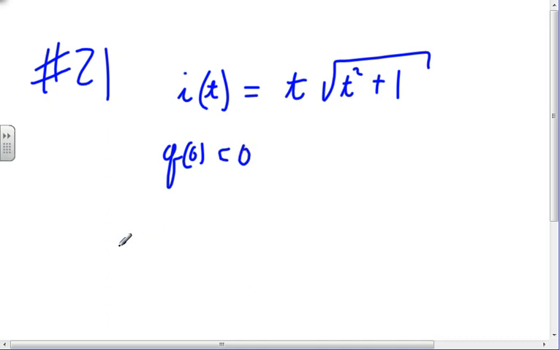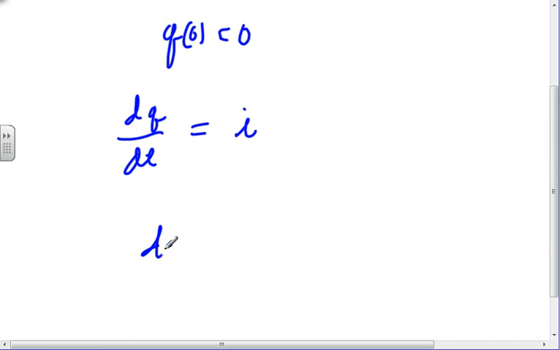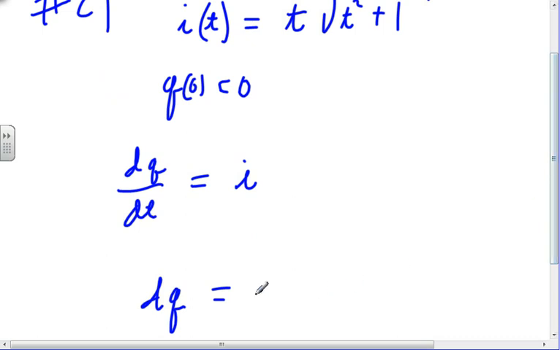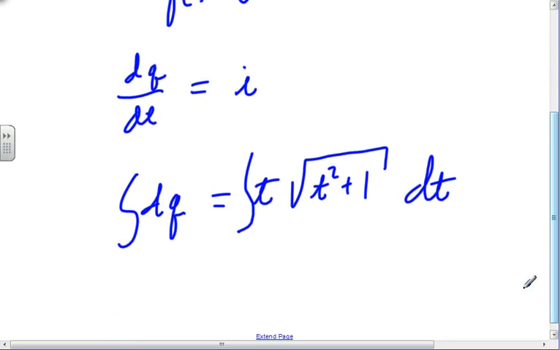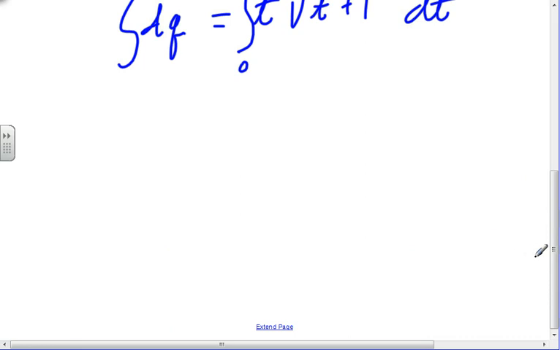Okay, dq dt is equal to I. So dq is equal to t, the square root of t squared plus 1 dt. I integrate both sides, and this time I integrate from 0 to 1. Yeah, this time I'm going to integrate from 0 to 1. I think. I may have to reconsider that.